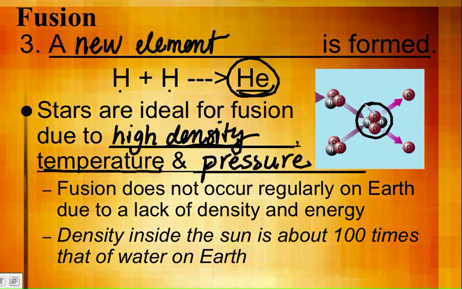Now it is important to note that fusion doesn't regularly happen on Earth. There's just not enough density and not enough pressure to make that happen on Earth. And that's good. We don't want gamma energy scooting around all over Earth. But the density inside the sun is so much bigger. It is over 100 times that of water. So there are so many more molecules packed into a small amount of space when we're talking about what's going on inside of stars.